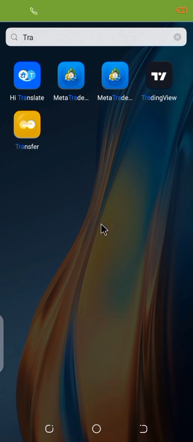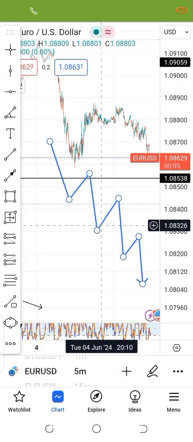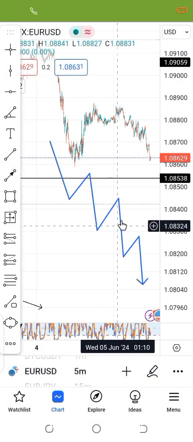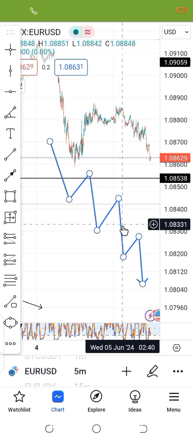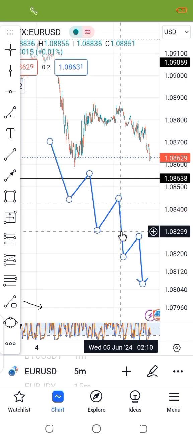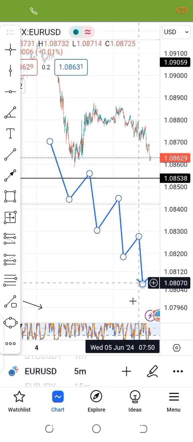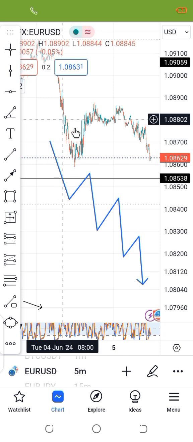All right, so sorry, let's go back to the chart. That is why we have the lower lows and lower highs. That is how a downtrend market behaves. All right, so we shall look at the ranging market as well.